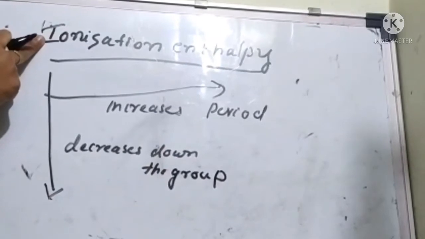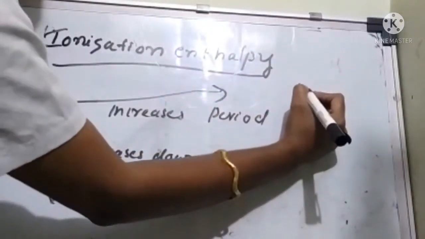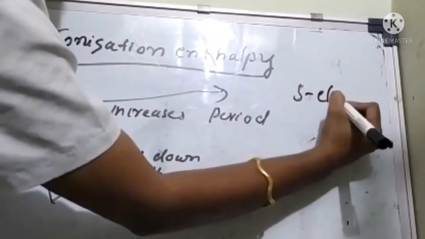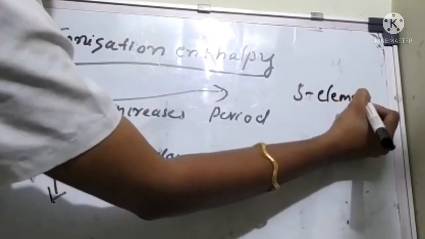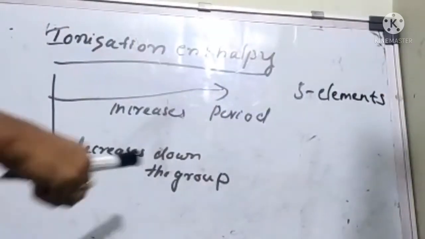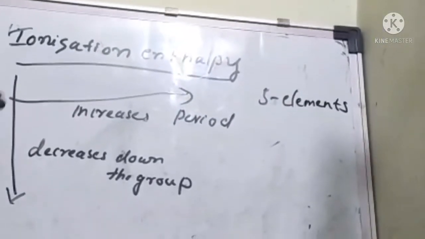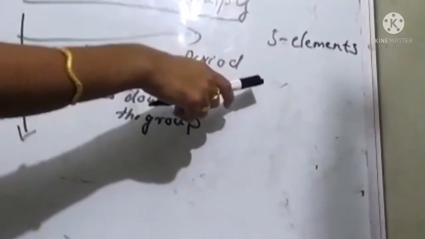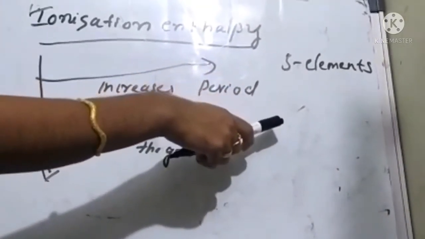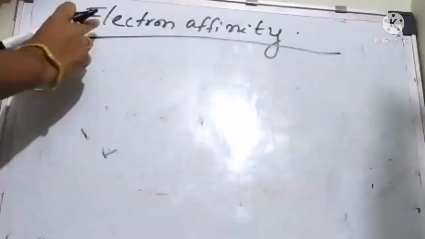Ionization enthalpy of P block elements is lesser than S block elements. This is because in a P block element, the electron is removed from a p orbital, which is less penetrating than the s orbital of alkaline earth metals. Thus, removal of a p electron is comparatively easier in group 13 elements.